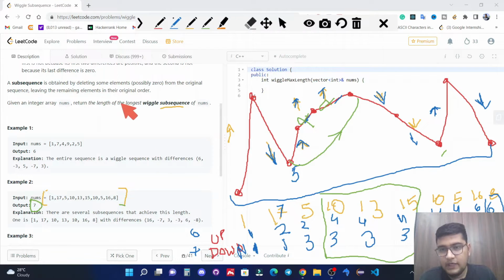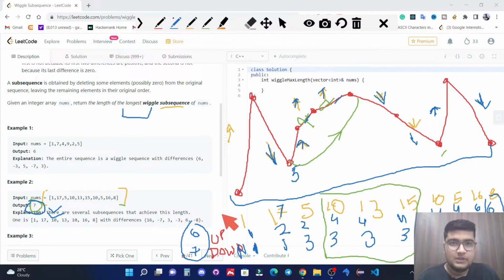Okay, since we need to return the longest value, we will be returning the maximum out of these. So maximum out of 6 and 7 is 7. So we are returning 7 from here. I hope the approach is clear to you. If you still have any doubt in this approach, feel free to comment it down. I will try to explain it again. Let's move to the coding part.